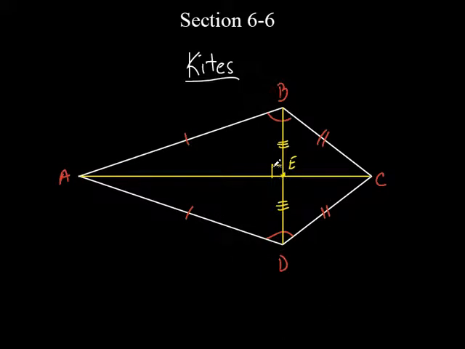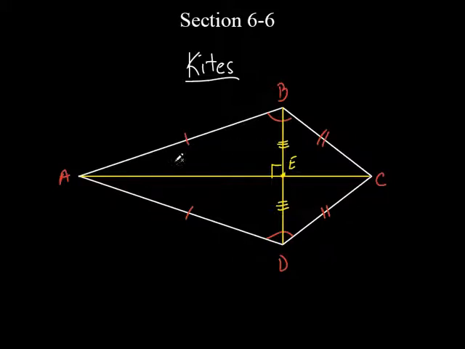The diagonals don't bisect each other, do they? Because look at AE and EC. Do they even look close to the same? No, this one looks way longer than EC does. So they don't bisect each other, but this diagonal right here does bisect BD. So this is being bisected, all right? So it splits BD right in the midpoint. You see it? Okay. What else possibly could look true?